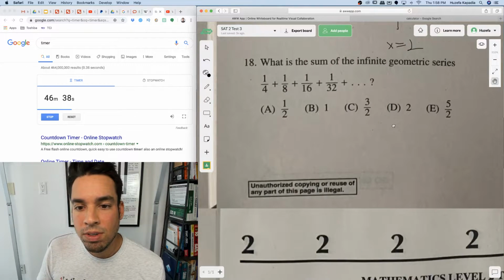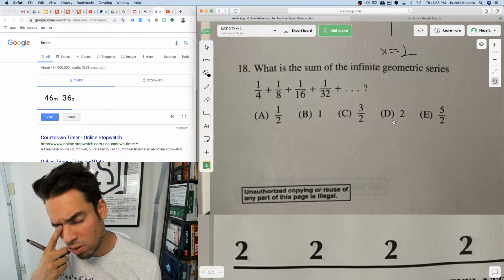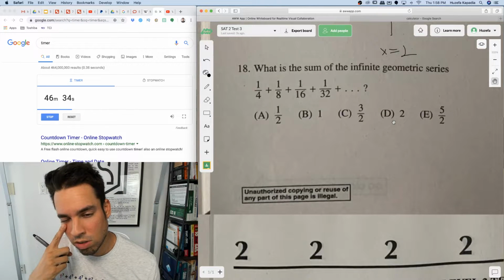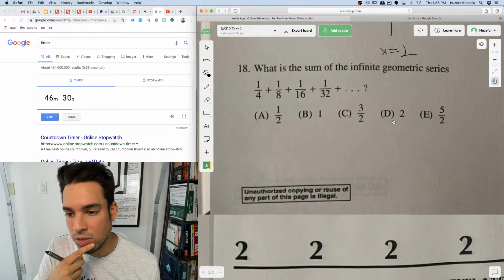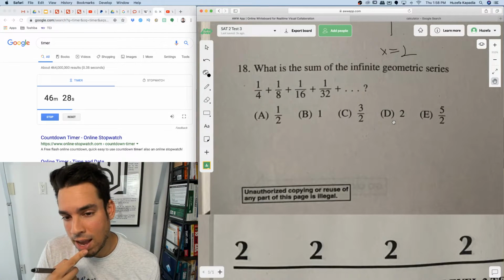What is the sum of the infinite geometric series? Ooh, I can't remember this. Wait. I don't remember the formula for the sum of a geometric series. I know it has a sum.